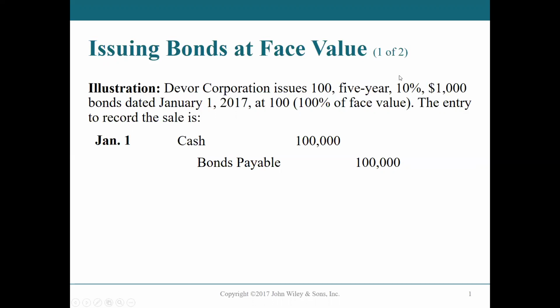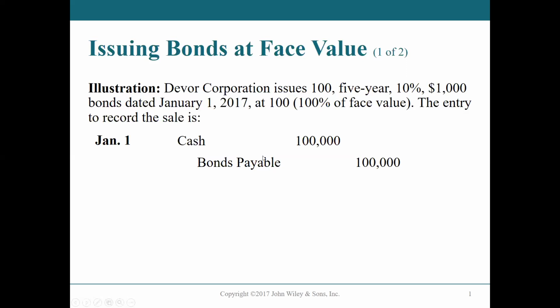And then we have a face interest rate. In this case, it's 10%. You can't really get bonds for 10% right now, but it makes the math easy. That's the amount of interest that's going to be paid on the bond. So this says they issue 100 $1,000 bonds, meaning a total of a $100,000 bond issue.